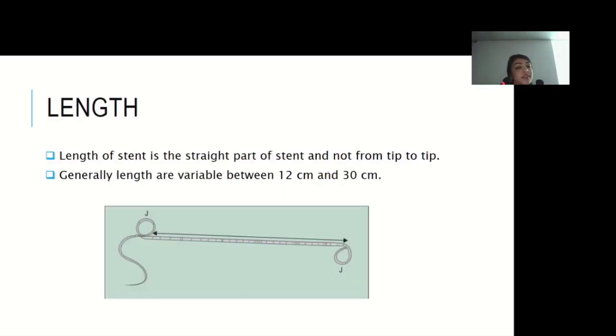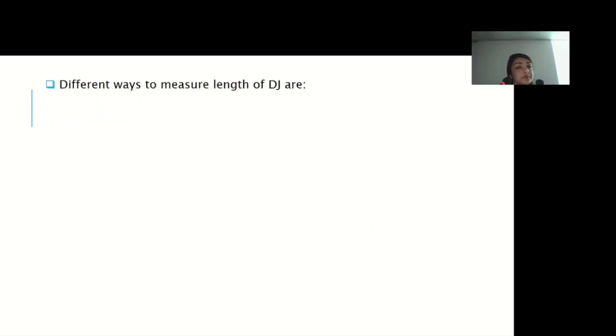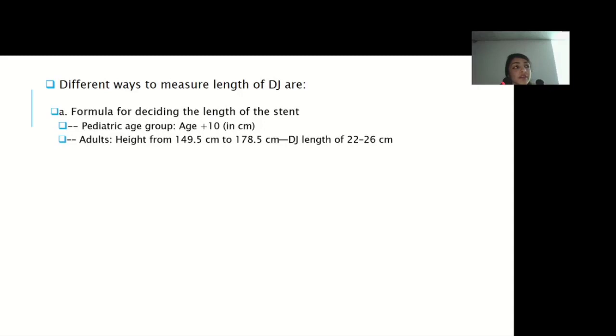The length of a stent is very important, how you measure the length of a stent. Generally, the stents we are using in our centers are of 30 centimeters. The length is the straight part of the ureter and not the coiled one. So we have different ways to measure the length of the stent.